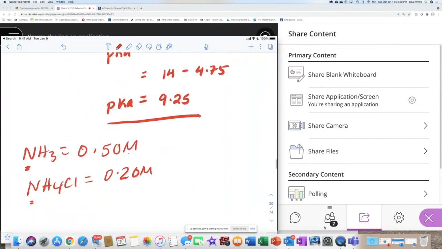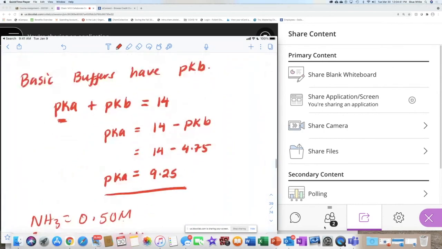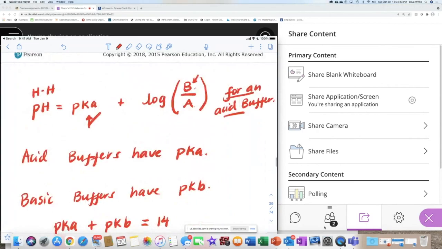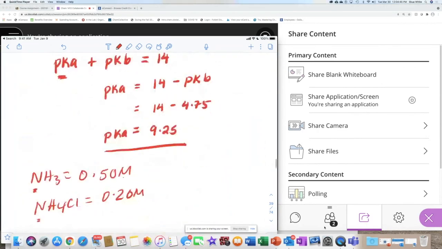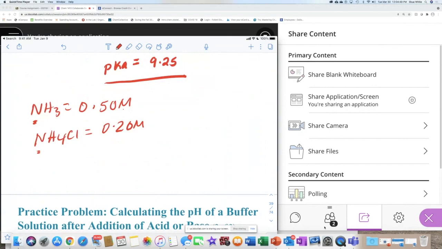And I have these concentrations for this formula. I need to know which one is base and which one is acid, right? Now, they labeled this earlier. Ammonia here is the weak base, okay? And this, not the whole formula, just the NH4 plus part, is the conjugate acid.